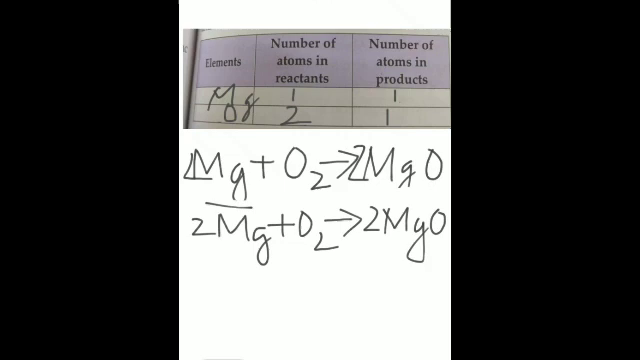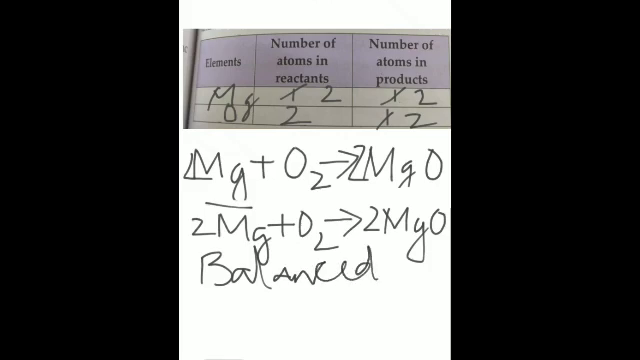That means it has now become 2 Mg plus O2 gives you 2 MgO. So now oxygen is 2 here also, and here magnesium has become 2 and oxygen has also become 2. Now this is balanced. Is it clear?